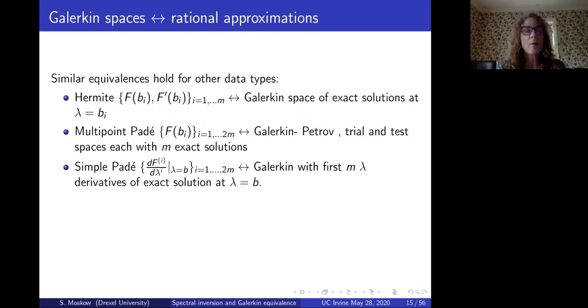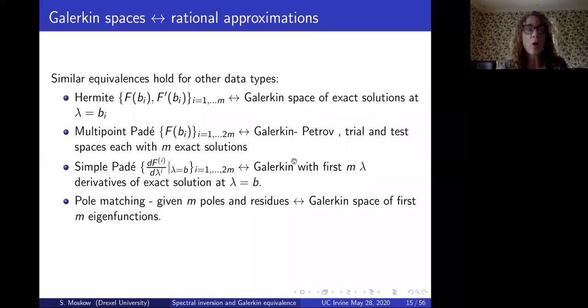Thanks. So if you do simple Padé, that is, you're matching more like a Taylor approximation as opposed to a Lagrange or Hermite interpolant, meaning you're matching point values and derivatives at a certain spectral point, then that would be equivalent to doing a Galerkin method with the first m derivatives of the exact solution. So derivatives in the spectral domain. So you'd be matching higher order derivatives in the spectral domain. So those derivatives in the spectral domain of the solutions would form your basis for the Galerkin space.